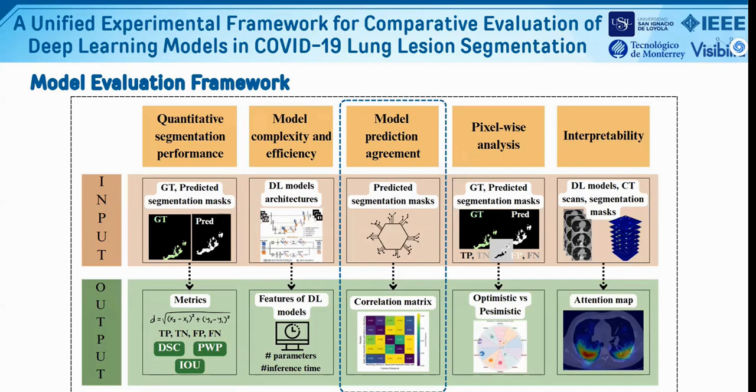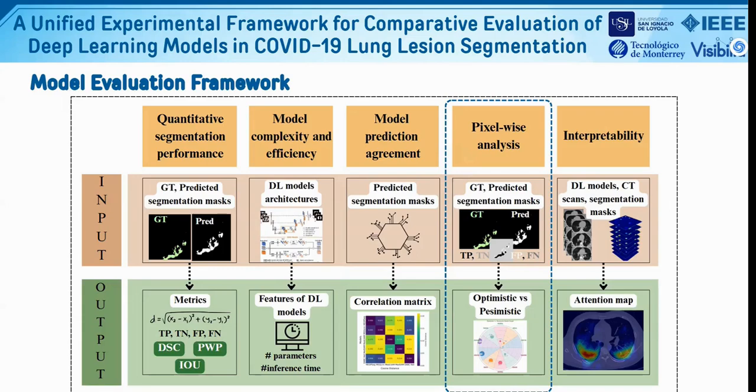Model prediction agreement includes a correlation matrix to measure the degree of agreement between the predictions of different models, along with a dendrogram to visualize the hierarchical clustering. Pixel-wise analysis involves using the metrics of mean absolute, mean overprediction, and mean underprediction errors to measure the average absolute difference between predicted and actual pixel values.